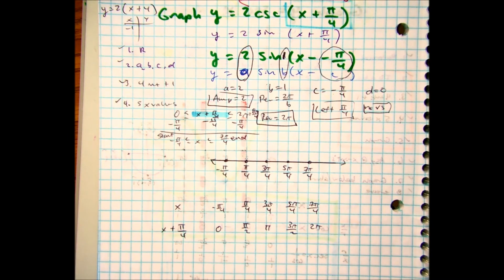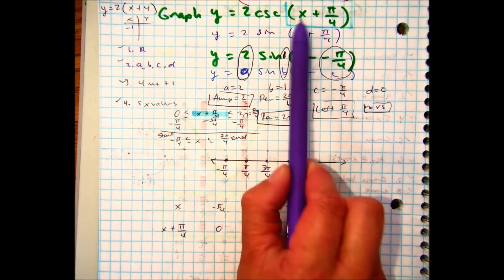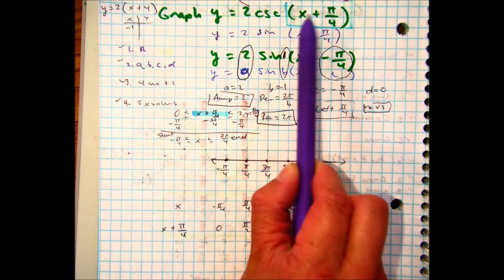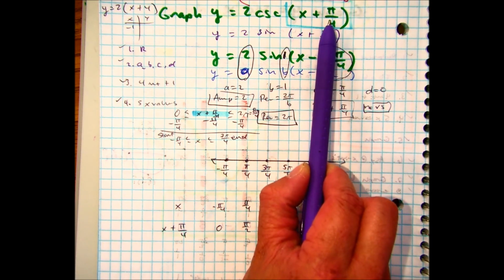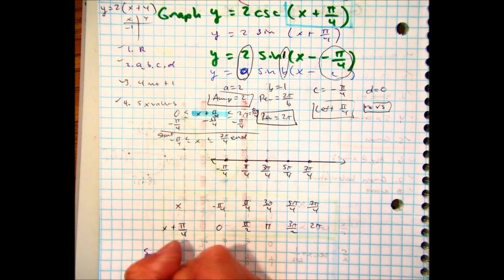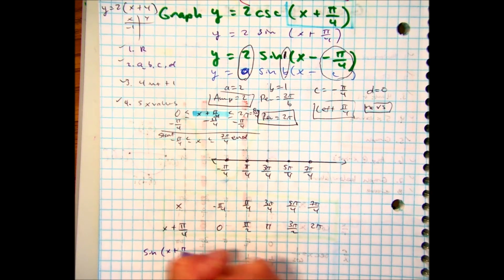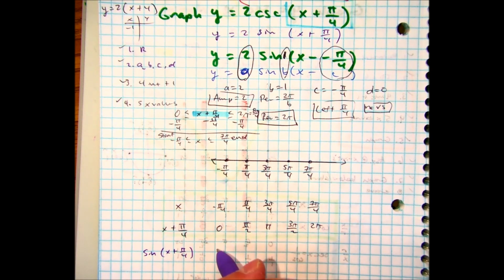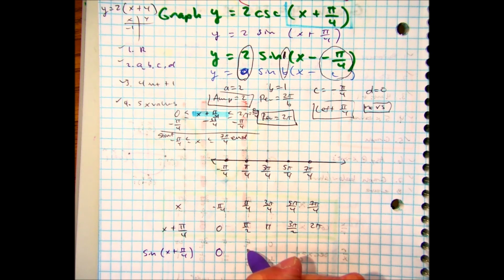Rebel, what do we do? We did x values. We added pi over 4. Sine of x, sine of these values. Rebel, what is sine at 0? Pi over 2?